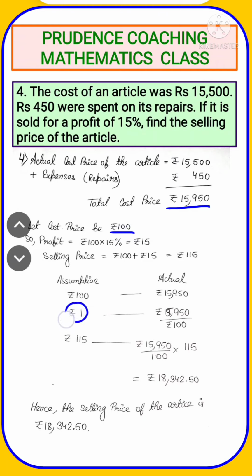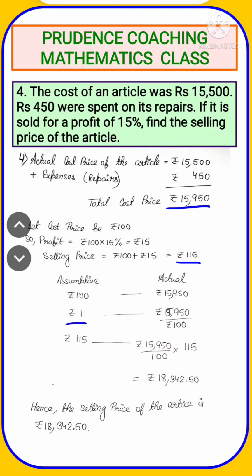As according to the question, cost price is this one and according to our assumption it is rupees 100. So we will find out rupees 1, that will be equals to 15,900 divided by 100. This 100 will go in the denominator as division, as it was in the multiplication. Now we need to find out the selling price, which is 115 rupees according to our assumption.